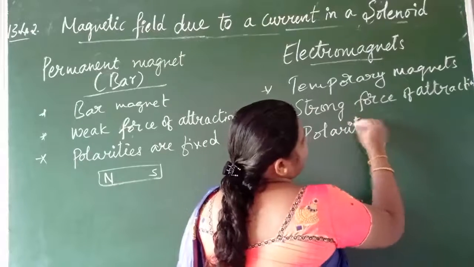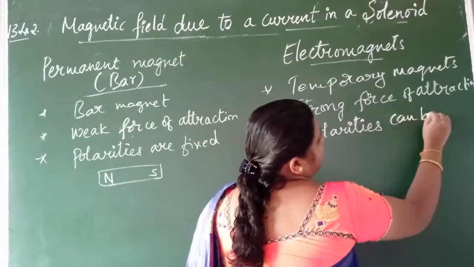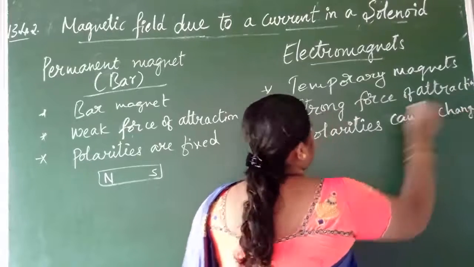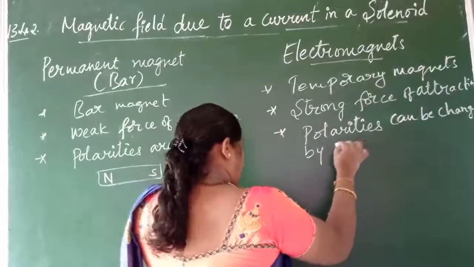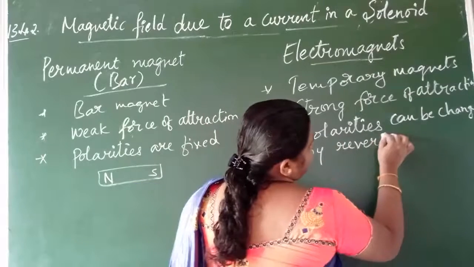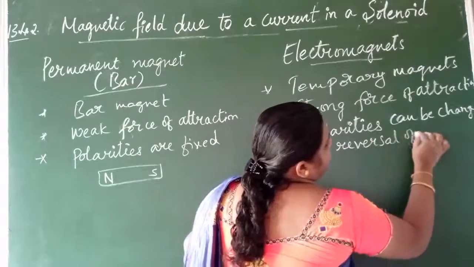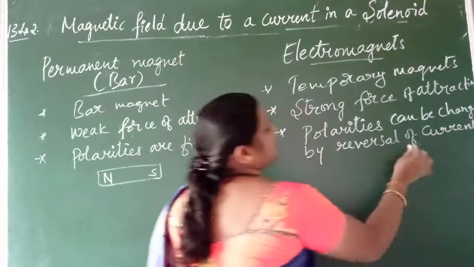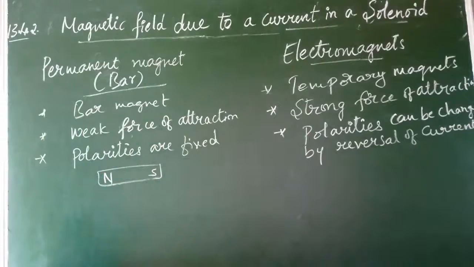Polarities can be changed by reversal of current. By changing the direction of the current, we can change the polarities, meaning the directions can be changed in the case of electromagnets.